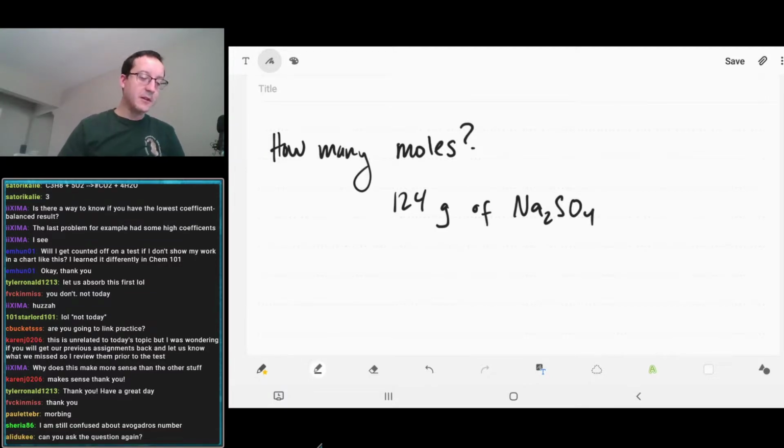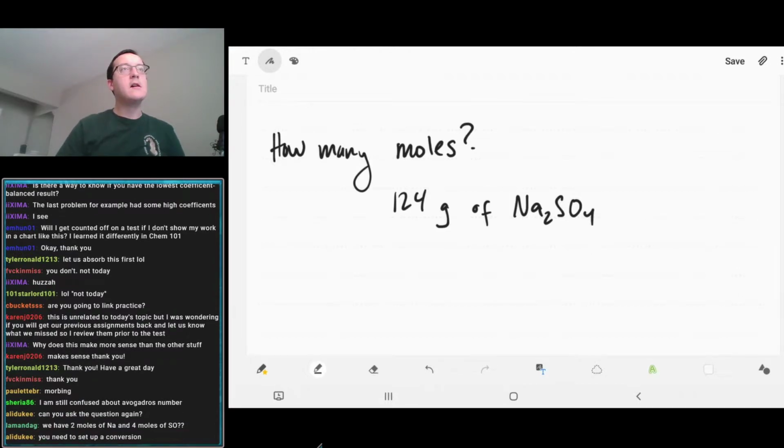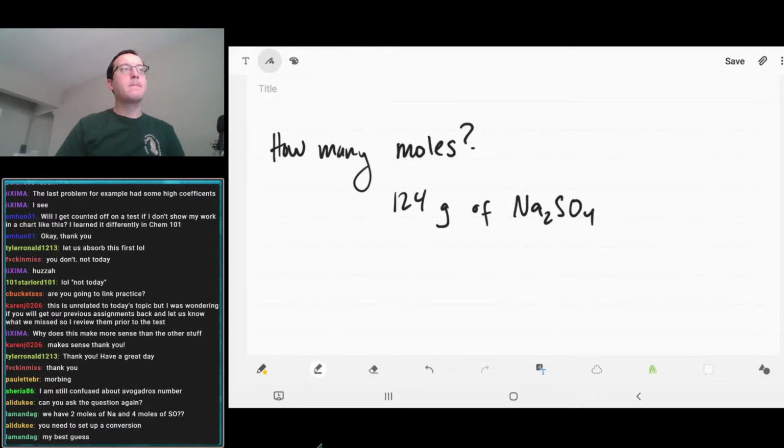Yeah, how many moles are there in this particular mass of sodium sulfate? I want you to convert that number of grams into moles. Okay, so Ollie, I like your idea there. Yeah, we're definitely going to need a conversion here.